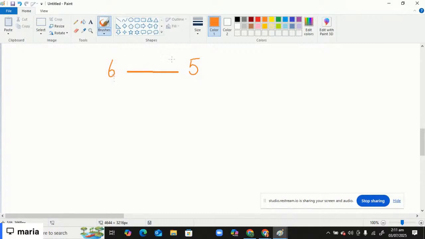So 6 is less than 5, or 6 is greater than 5, or 6 is equals to 5. Which option is right? Tell me, everyone, in the chat. So 6 is greater than 5.